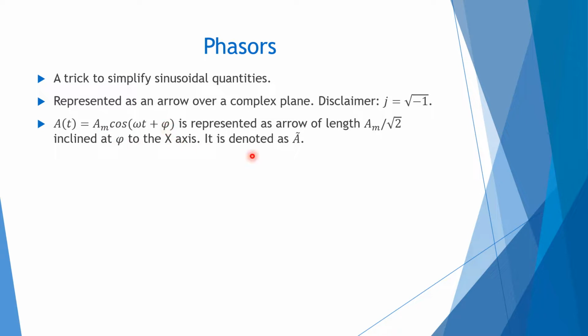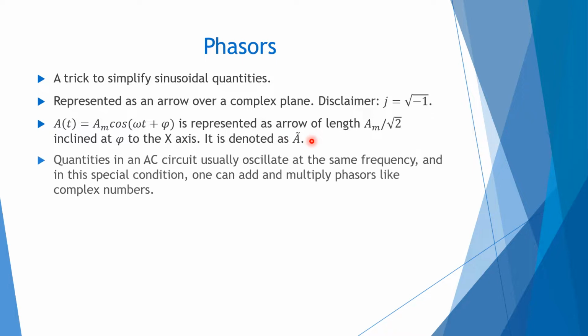Note that this is a complex number, so you need the square root of -1. And here is a disclaimer, we are going to use j for the square root of -1 and not i, because i is now current. We do not want any confusion. Also, A is a complex number now, so we are going to put a tilde over its head to keep in mind that it is a complex number.